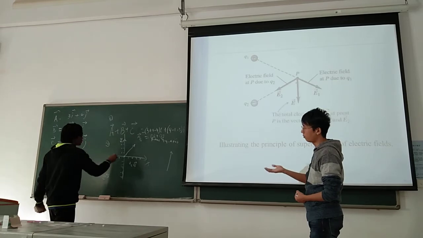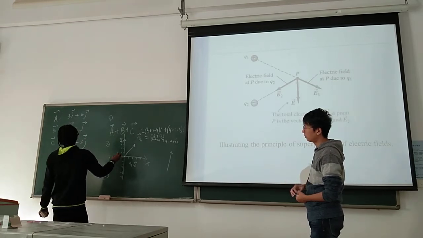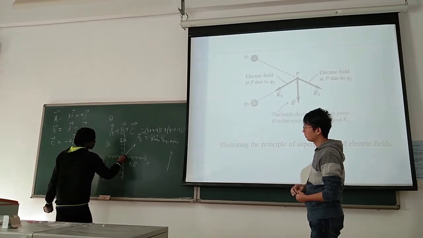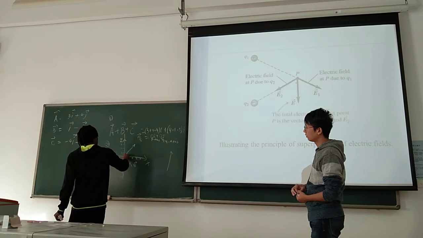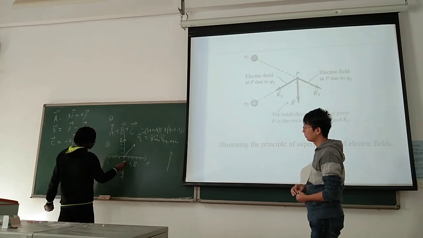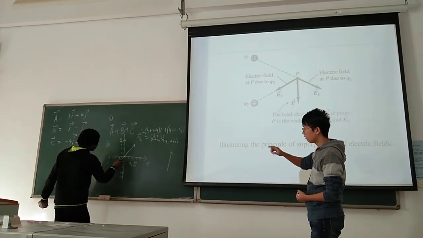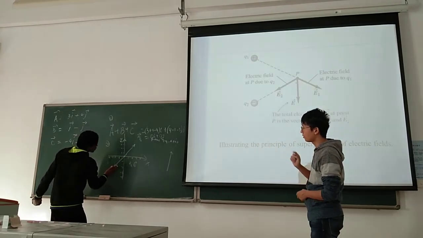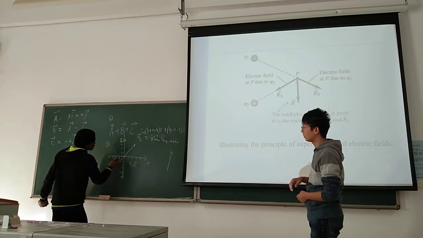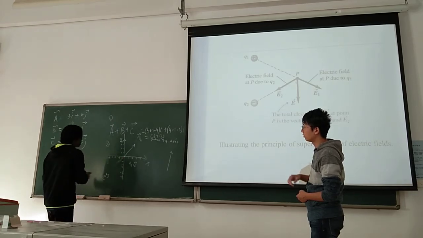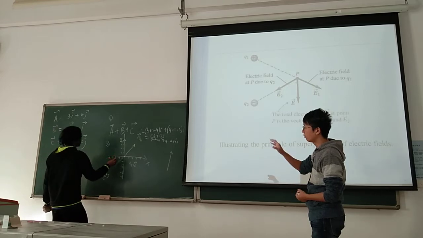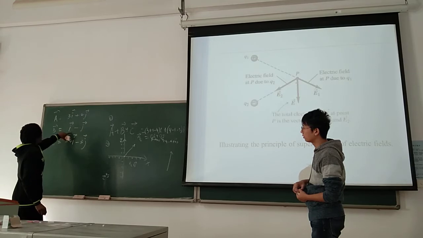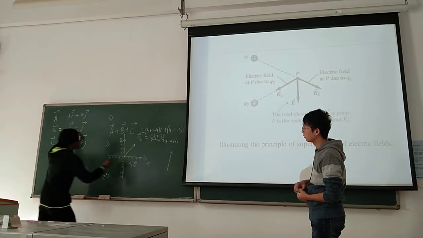And then how about vector B? Vector B will be, yes, it is good. I minus this, I minus 1, I minus 2, positive 1. Yeah, vector B. It will be here.